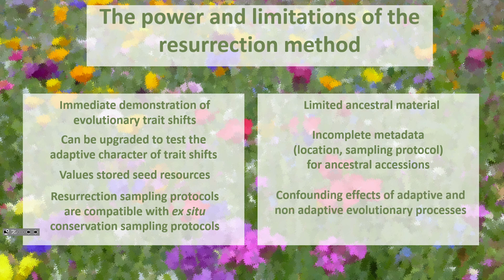And lastly, there is the problem of confounding effects of adaptive and non-adaptive evolutionary processes, because when you show a trait shift, it can be due to adaptive evolution towards maintaining interactions with pollinators, but it can be simply a random result because you only have one or a few populations per species. And the multi-species approach cannot solve this issue entirely, but it can at least show us if there are convergent patterns between populations with different ecological characteristics.